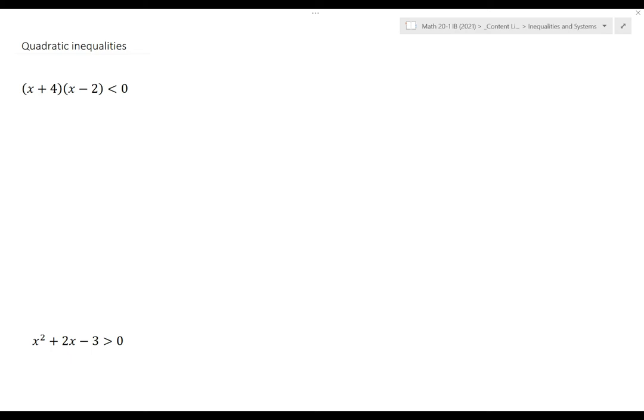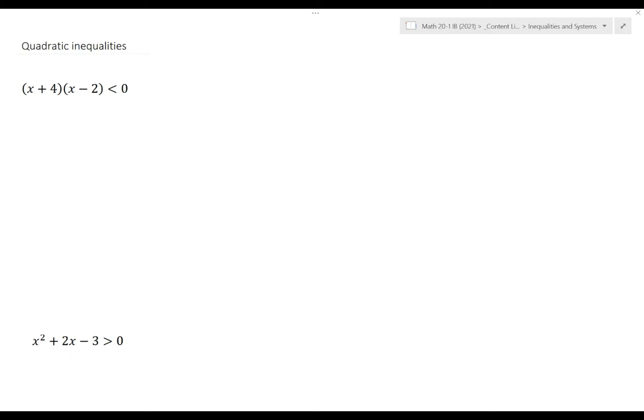But if I have quadratic inequalities, what I'm dealing with is I'm using the fact that I know the sign of a product. Basically, I will know if a product is going to be positive or negative based on whether the factors are positive and negative.